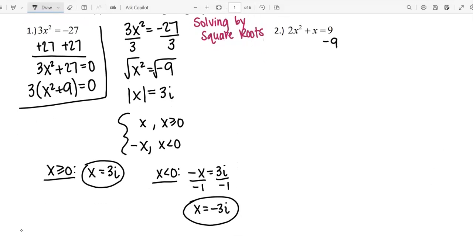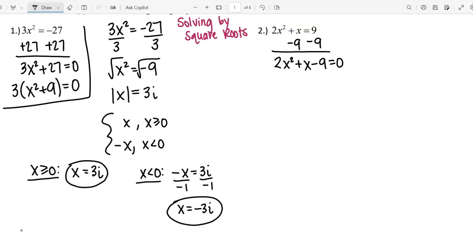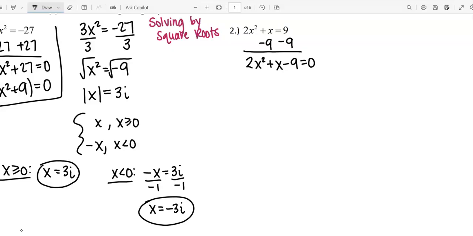Subtract 9. So 2x squared plus x minus 9 equals 0. What's your motive here? Complete the square? We could try to factor. What's something really fast that you could do to see if it's factorable, that you'd end up maybe having to do even if it's not factorable?